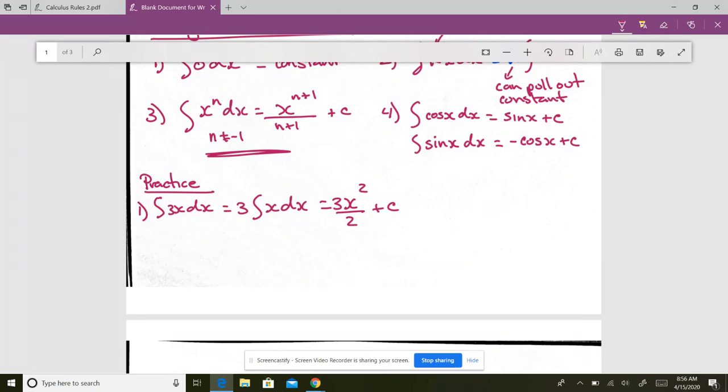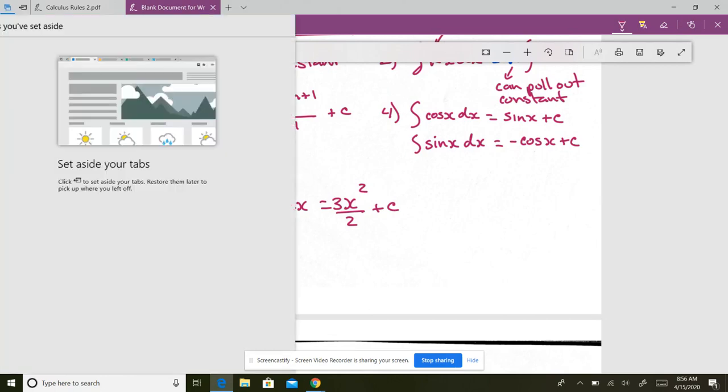How could you check it? Do the derivative. Drop the 2 down. Cancels that. And you get 3x.